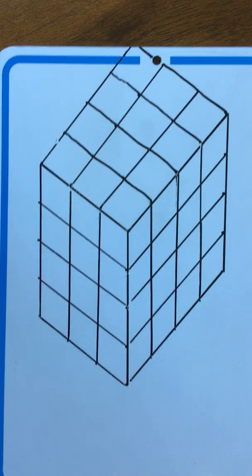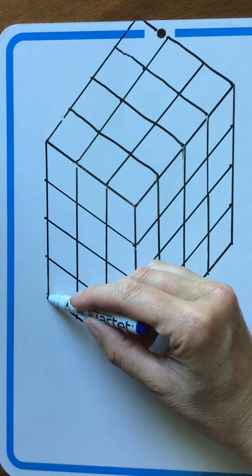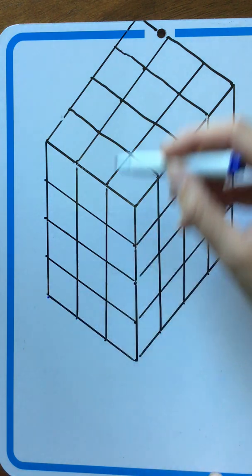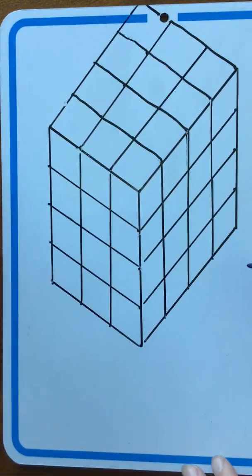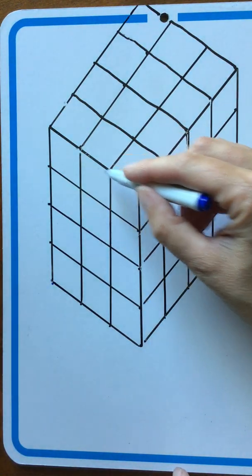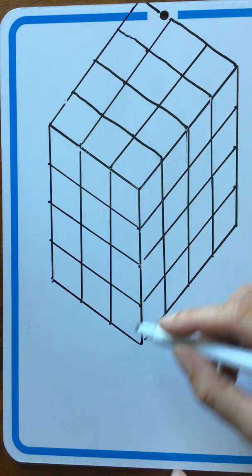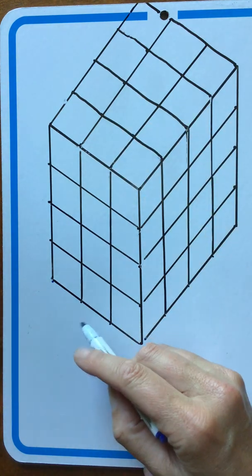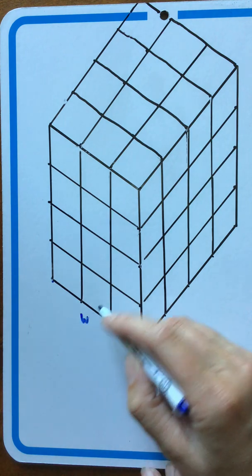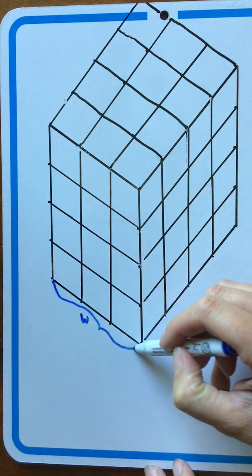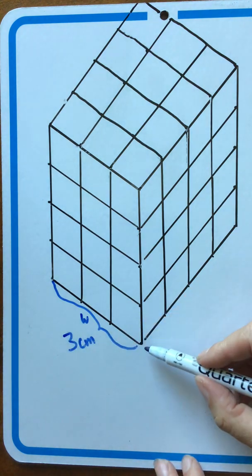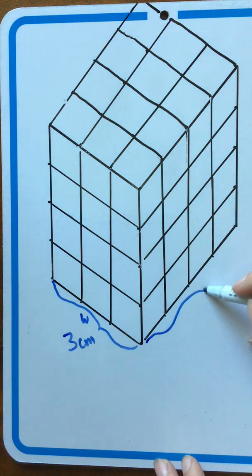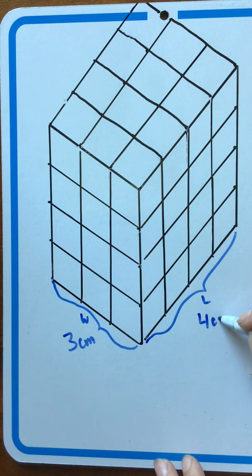Okay, so again, we need the width. So I kind of like to either go around the top and the side or go around the bottom and the side. That makes my life easier because it's really hard to write things kind of in the middle of the cube here. That just gets really awkward. So I'm going to call this the W, the width. This side here, 1, 2, 3 centimeters. Then we'll call this side the length. 1, 2, 3, 4 centimeters.